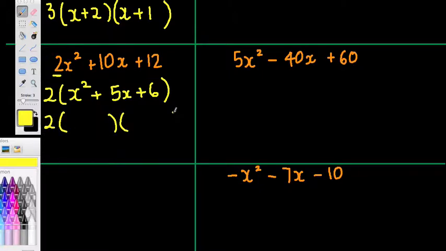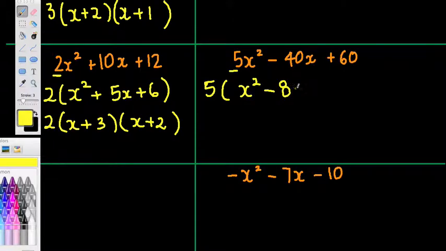We want our 2 brackets and we want our 2 numbers that multiply together to give 6 but add to give 5. So the very first one we did look like that. Next one, we've got a 5. Does it go into 40? It does. Does it go into 60? It does. So let's take it out and let's see what is left.